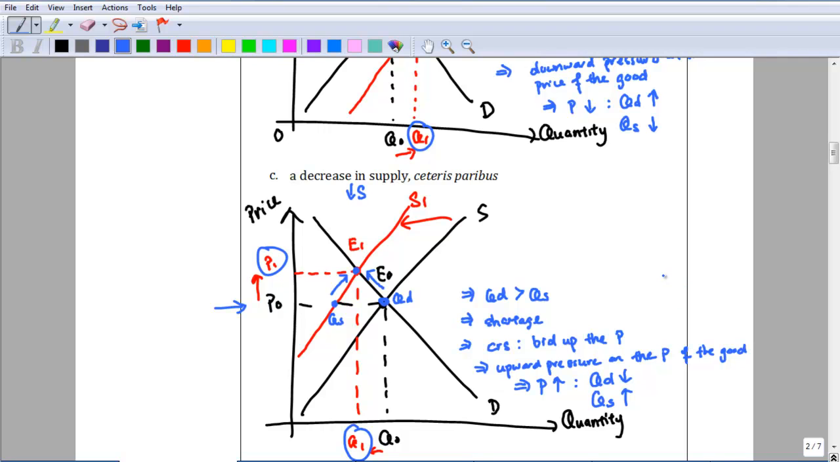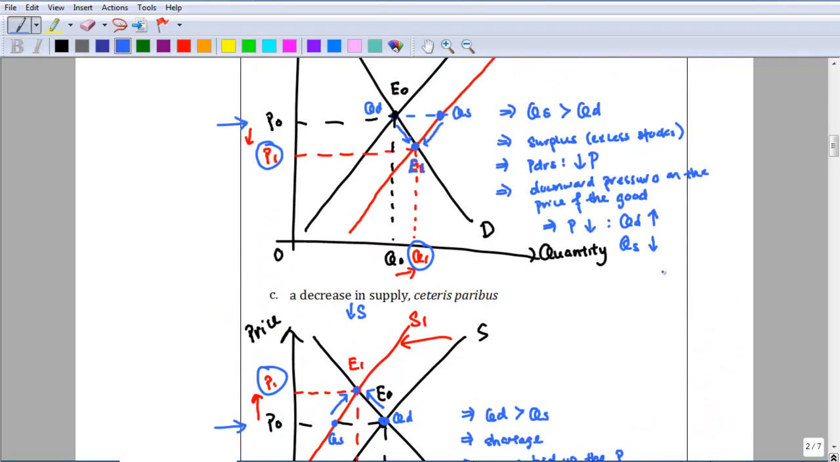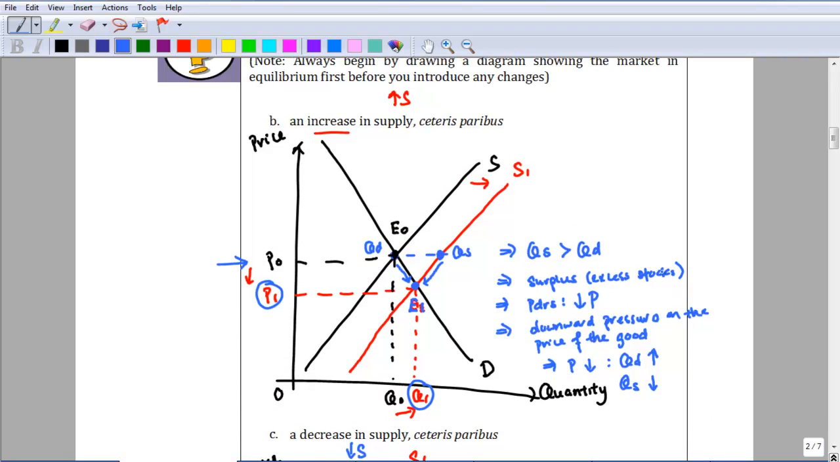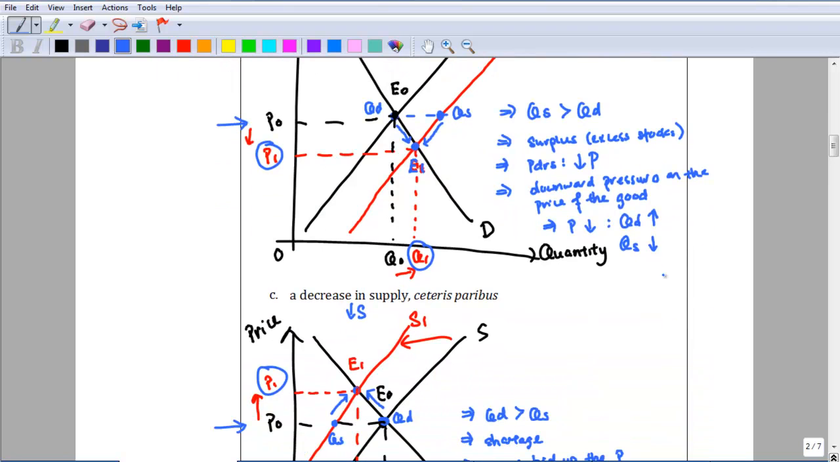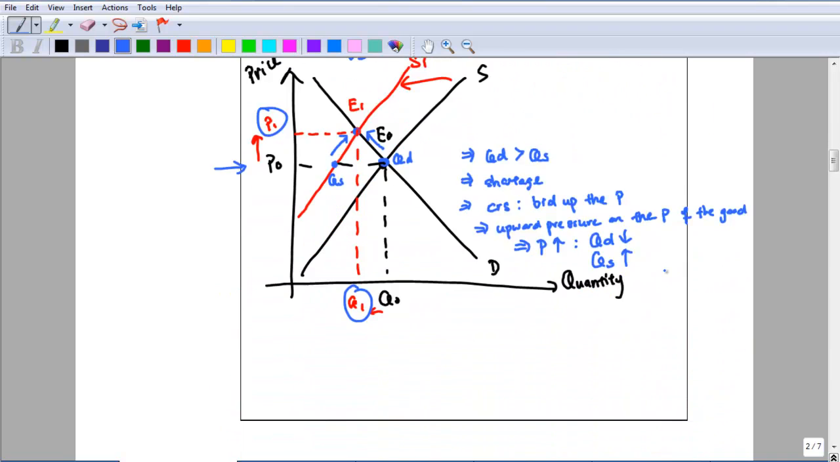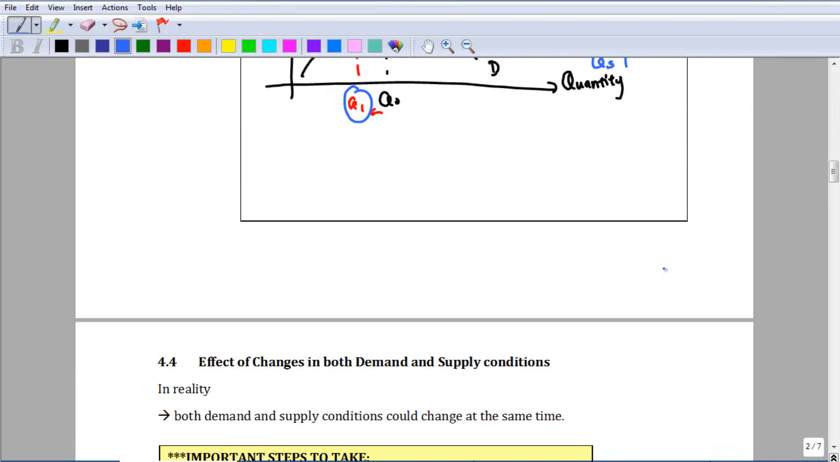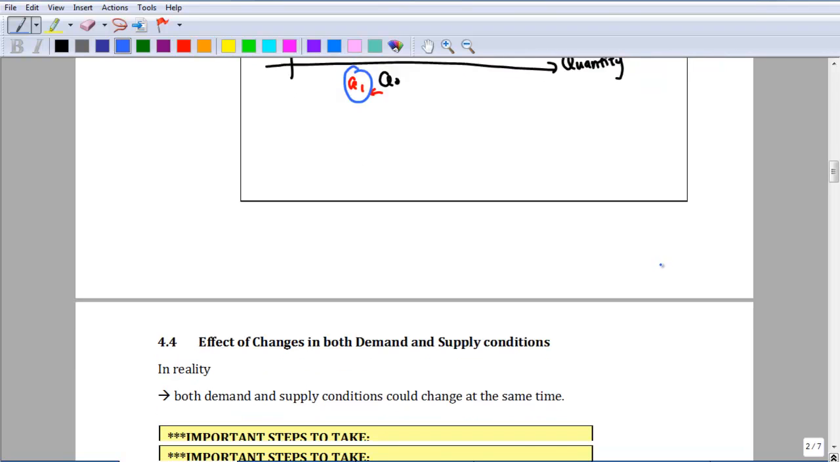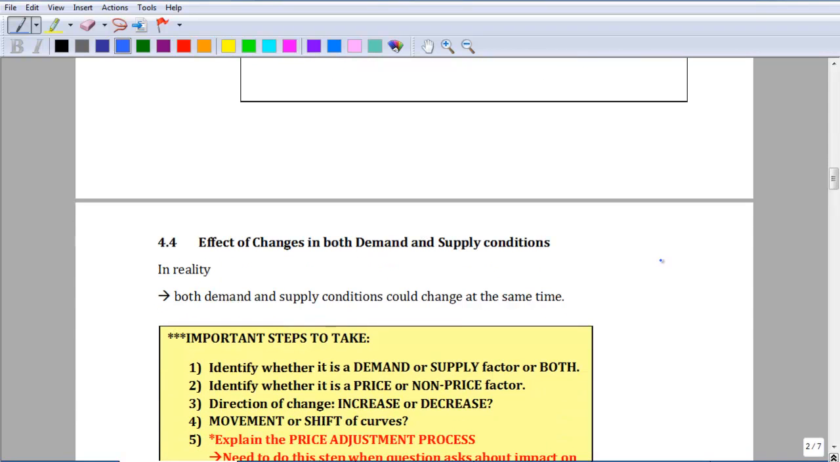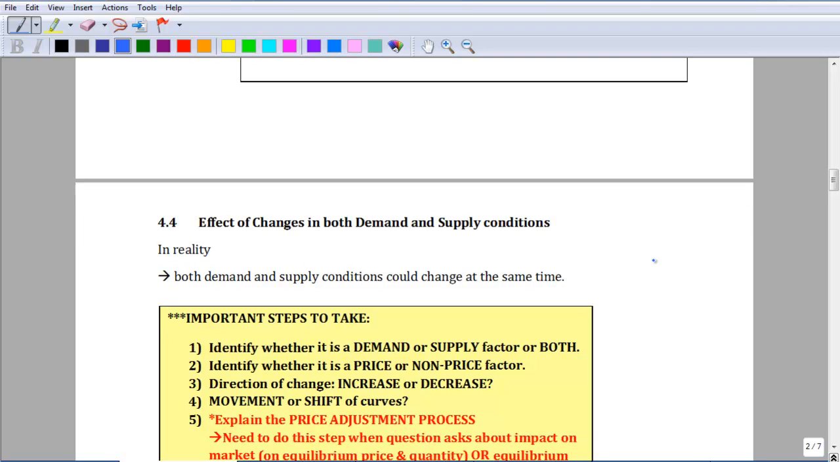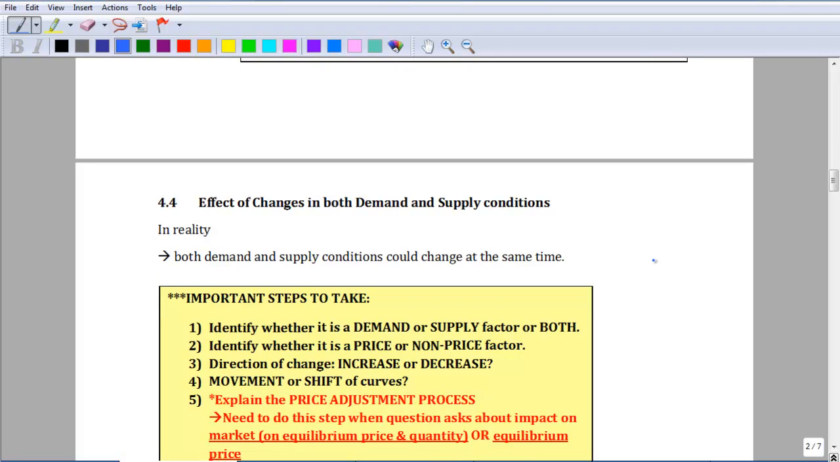So you notice that so far what we have illustrated is a case whereby either the demand or the supply curve has shifted, meaning there is a change in either demand or supply factor. However, in reality, you will notice that both demand and supply conditions could change at the same time, and this is where we're going to move on to the next section, 4.4. What happens when both demand and supply conditions change at the same time? Now, for such questions, you have to follow the 5 steps stated here.